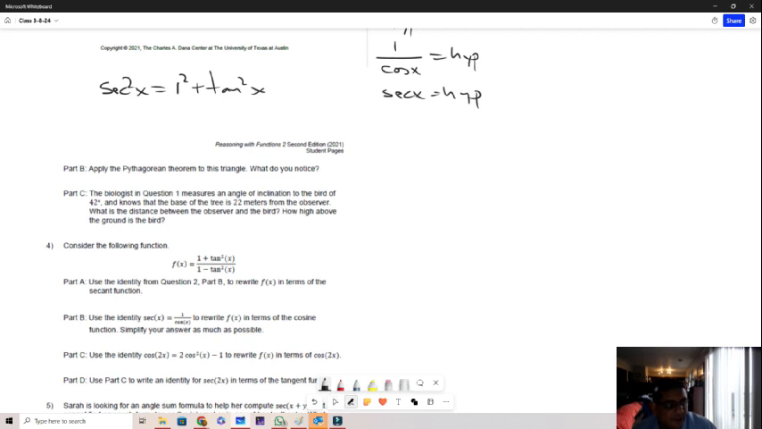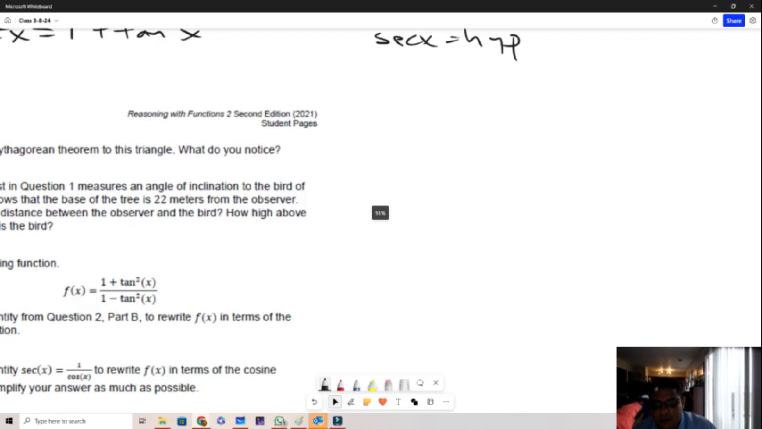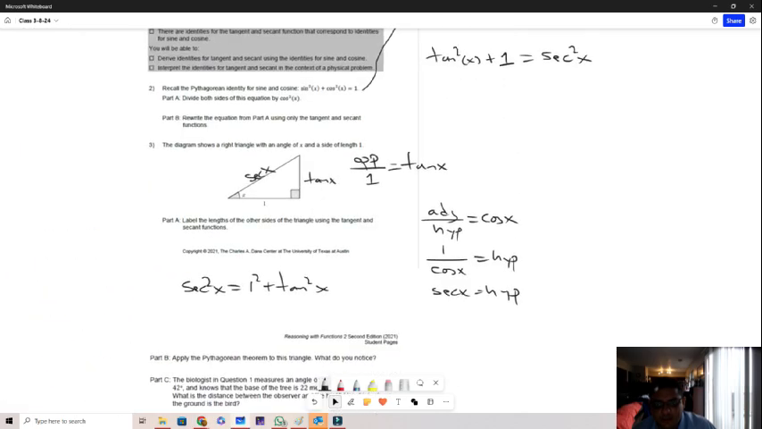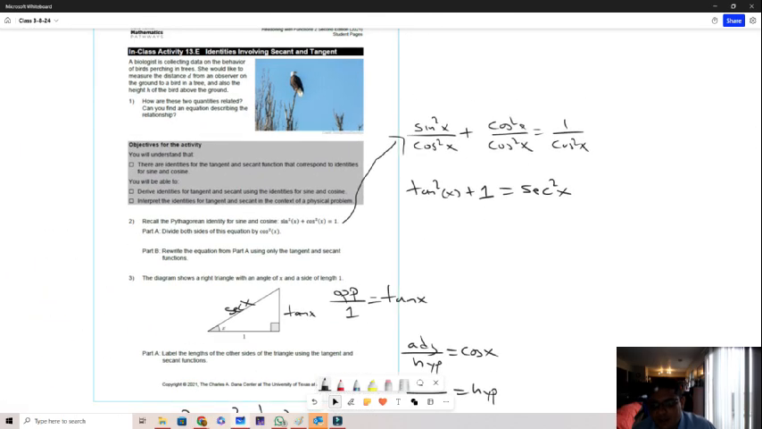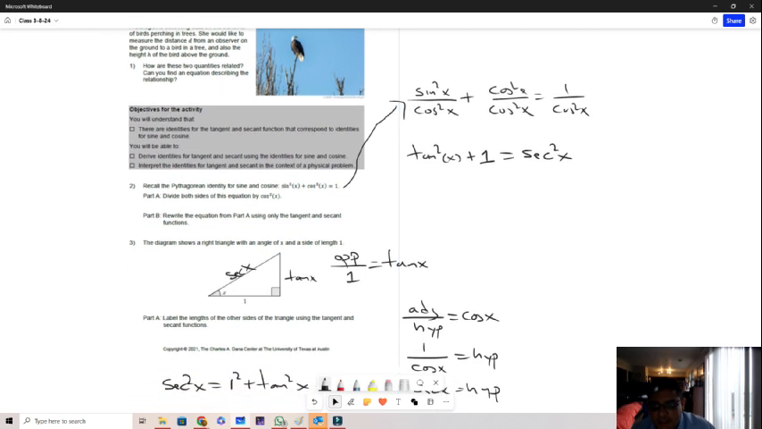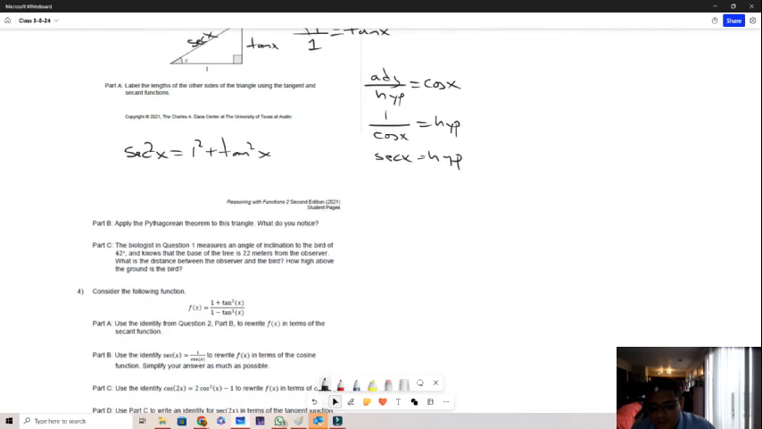Now, in part C, we have the biology problem in question 1, in the particular context of this 13E identity. A biologist is collecting data on the behavior of birds perching in trees, and she would like to measure the distance d from an observer on the ground to a bird in a tree, and also the height h of the bird above the ground. And so we can relate these quantities by using what we have here.